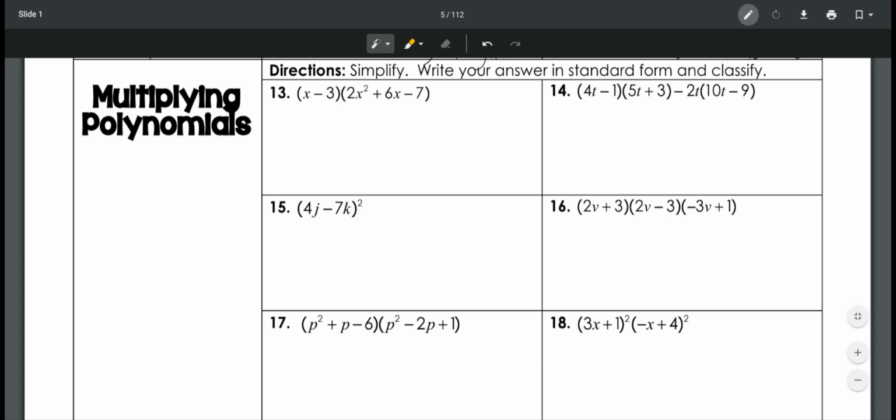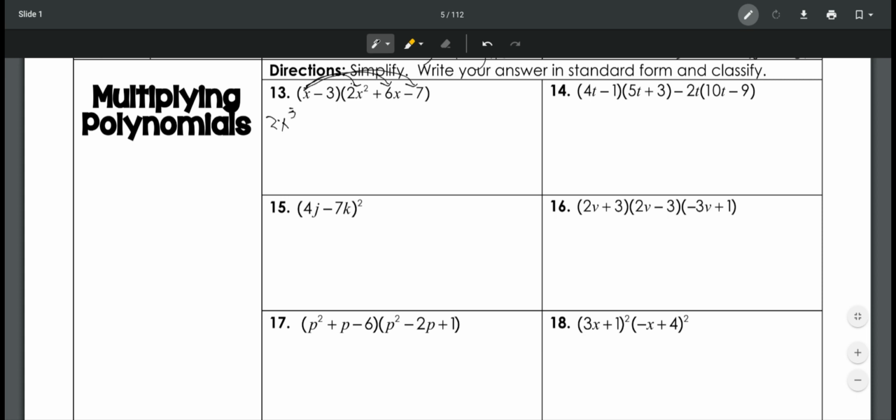So you have heard of distributing. What I'm going to do is take the binomial x minus 3, and distribute both of those terms across the second group, which is a trinomial. So I'm going to take x and multiply it all the way through. That one term gets multiplied by all 3 terms of the trinomial in the second group. So x times 2x squared is 2x to the third.